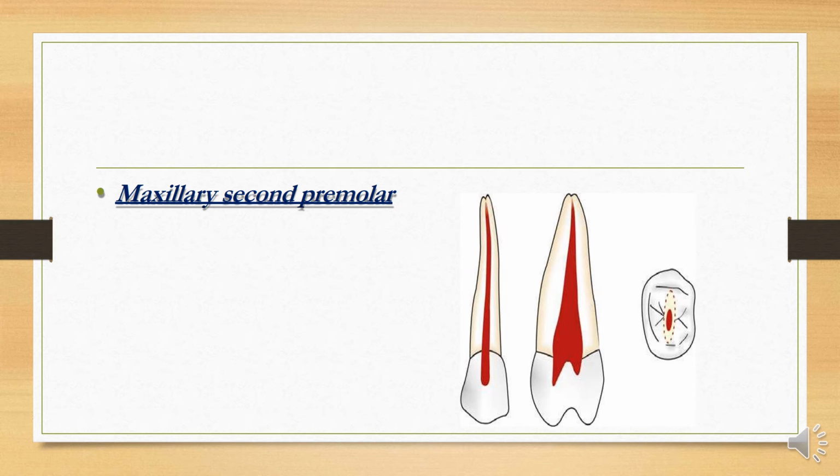Coming to the maxillary second premolar, it can have a single root with a single root canal. It can have two different roots with two different canals, or else it can have a single root with two canals.